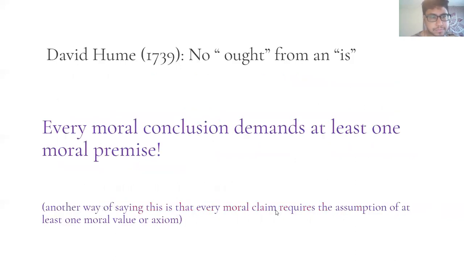particularly weak. So we get the idea of not deriving an ought from an is from David Hume, a Scottish philosopher who wrote in 1739. And the idea of no ought from an is, as a slogan, just means every moral conclusion requires or demands at least one moral premise or moral reason. Another way of saying this is that every moral claim requires the assumption of at least one moral value or axiom.